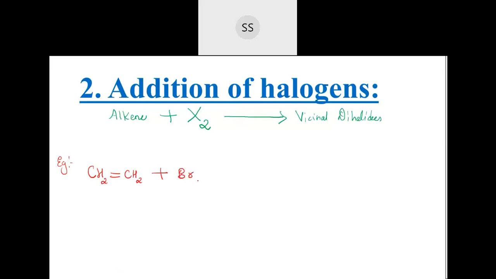Bromine is a non-polar compound, so you need a solvent to dissolve it. This reaction has to be done in a medium, so we take carbon tetrachloride, CCl4. CCl4 is a non-polar solvent, and bromine is also non-polar in nature. If you want to dissolve a non-polar compound, you need to take a non-polar solvent itself. So we say, like dissolves like.